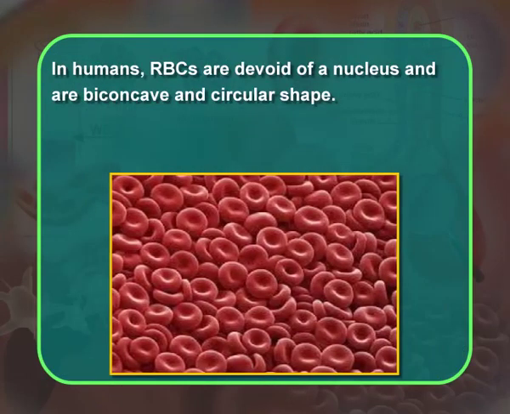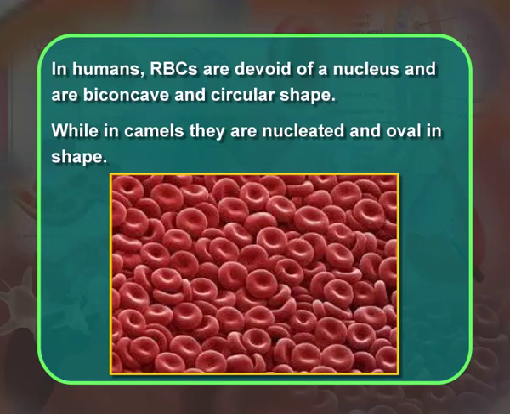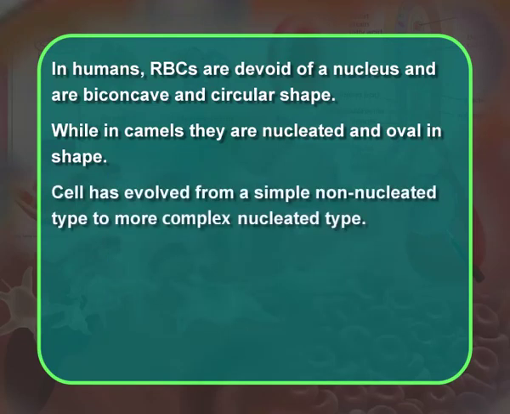In humans, the RBCs are devoid of a nucleus and are biconcave and circular in shape, while in camels they are nucleated and oval in shape. Students, the cell has evolved from a more simple non-nucleated type to a complex nucleated type. So, do you think by having lost the nucleus we are more primitive? No, by losing the nucleus we have actually become more evolved, because now the RBCs can carry more hemoglobin, which we are going to discuss later. But for this we have paid a price, as the life of RBCs is shortened to only 120 days.